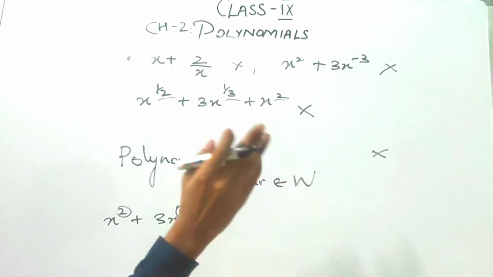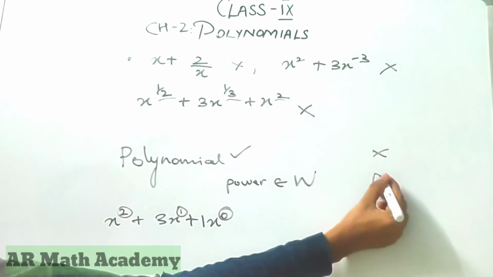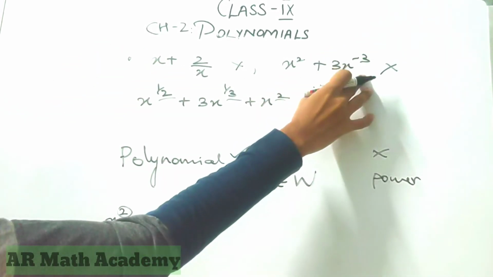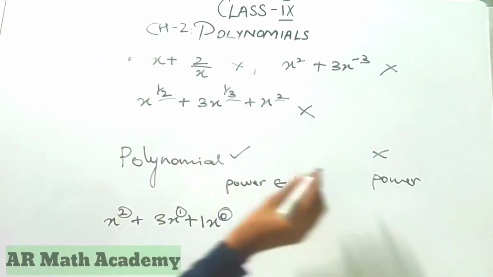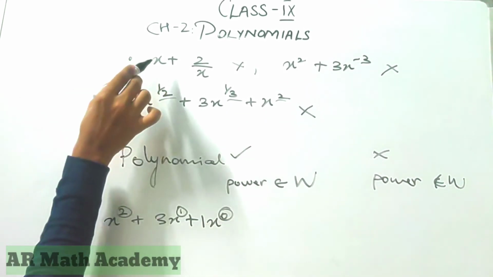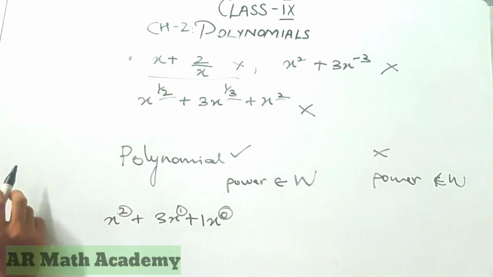What are not considered polynomials are the powers when the powers are not whole numbers, that is, when they are negative or in fractional terms. So when powers are not whole numbers, they are not considered polynomials. Take the example of this one. Why isn't this considered a polynomial?